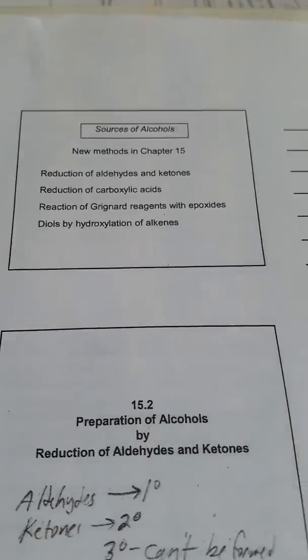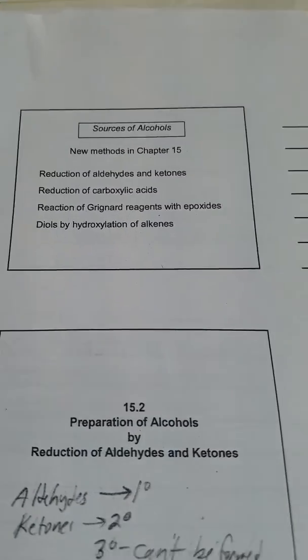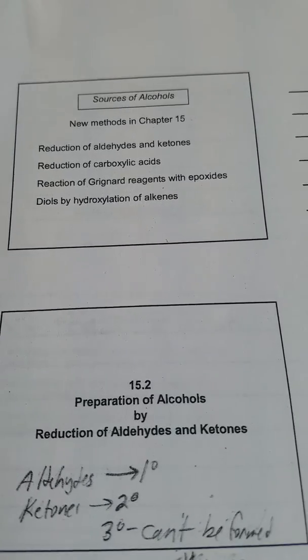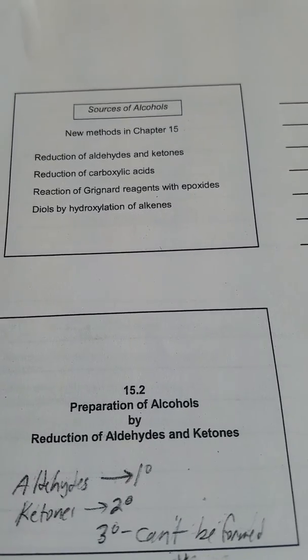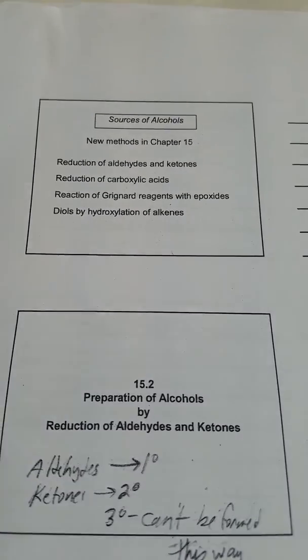In this chapter, we're going to look at some new ones. So these are the ones that we'll look at at this point. The first one is a reduction of an aldehyde or a ketone. So you're basically going to reduce the carbonyl-carbon from the double bond to single bond OH group.